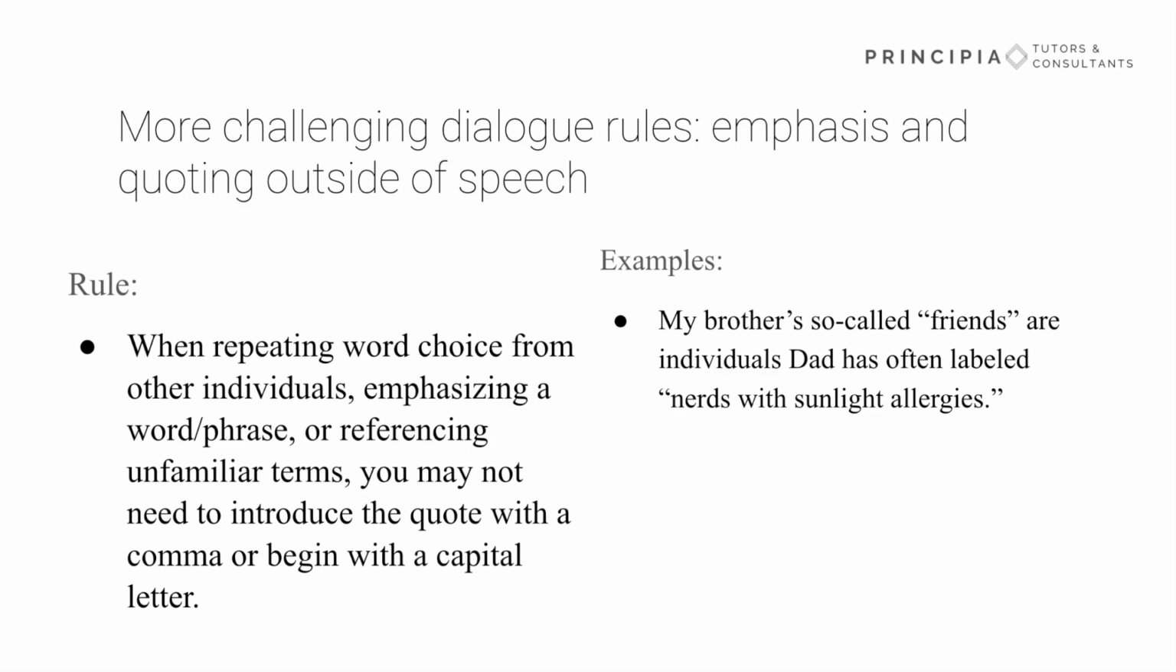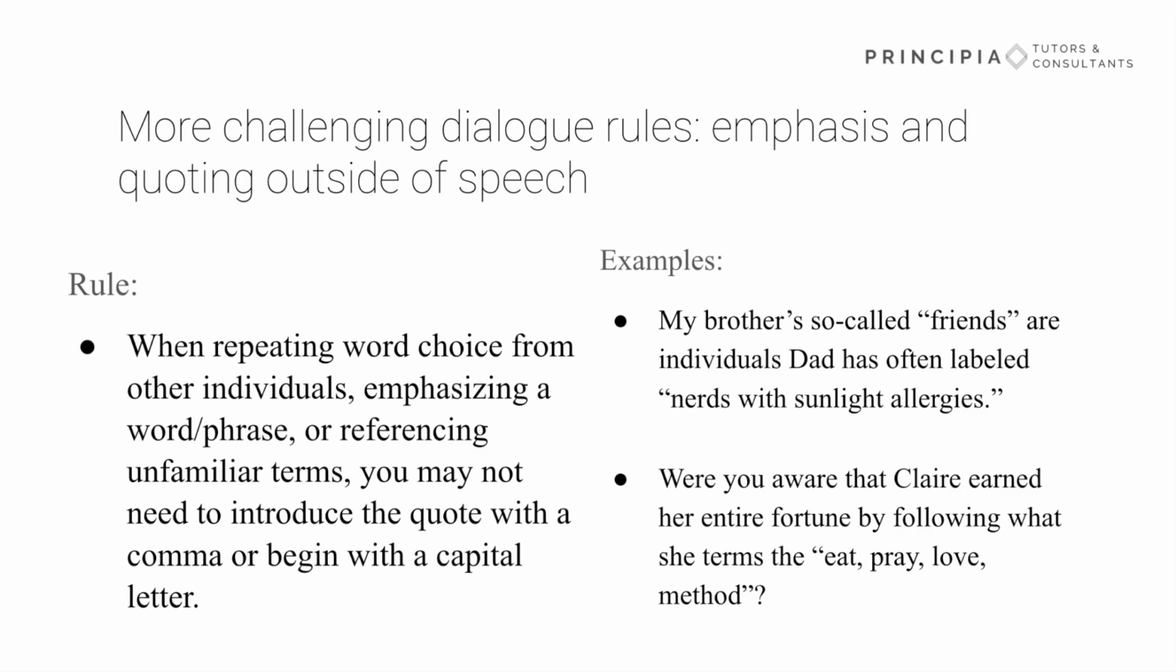When I then reference Dad's label, Dad is not speaking directly, and there's no indication in the sentence to say Dad says or calls, anything to suggest that Dad is speaking right now. And so the nerds with sunlight allergies, again, is an emphasis statement. So I may be repeating my dad's words, but since Dad is not speaking directly and I'm not speaking to him and quoting him, the quotations do not need to be introduced with a comma or begin with a capital letter. And so again, there's emphasis on friends, so no need for a comma or capital letter. And then here, the emphasis, and it's not a complete sentence, so we don't need to introduce with a comma or begin with a capital letter.